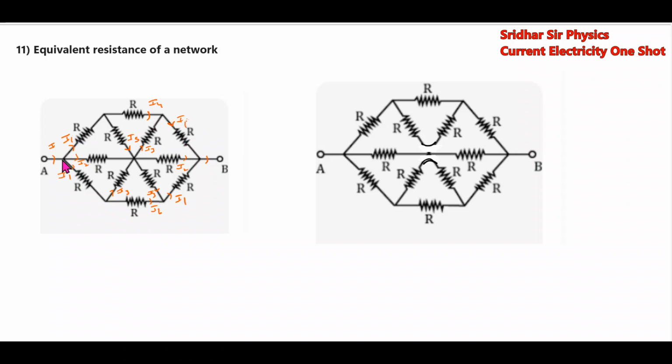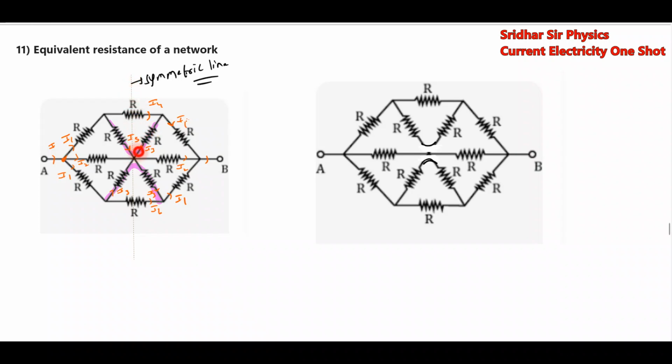Now, how much current enters? I1, I2, I1. The current will not branch here. The reason for that is that we have symmetry here. If you see, the current is distributed symmetrically about this vertical line, the symmetric line. Therefore, the current will not branch here.